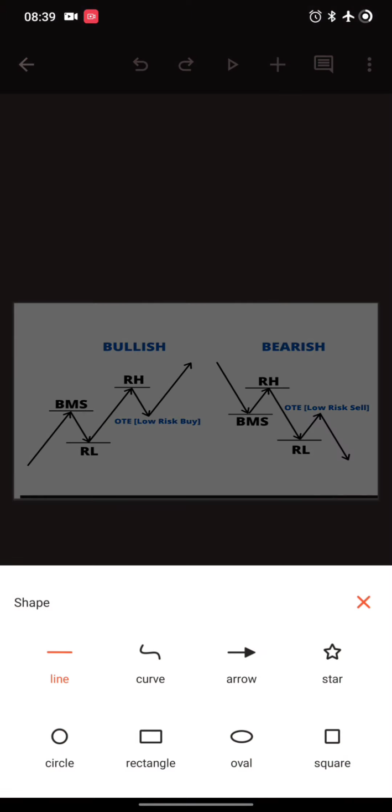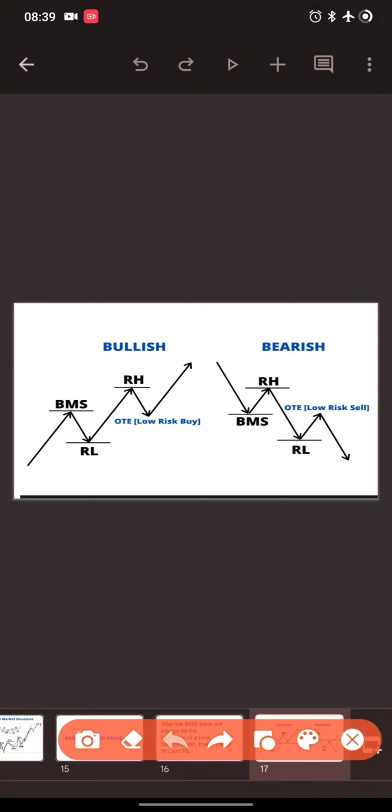The same thing goes for a bearish market. Here, the retracement ended there before the expansion, and the second retracement started around there. So the distance between these points is called your bearish range.